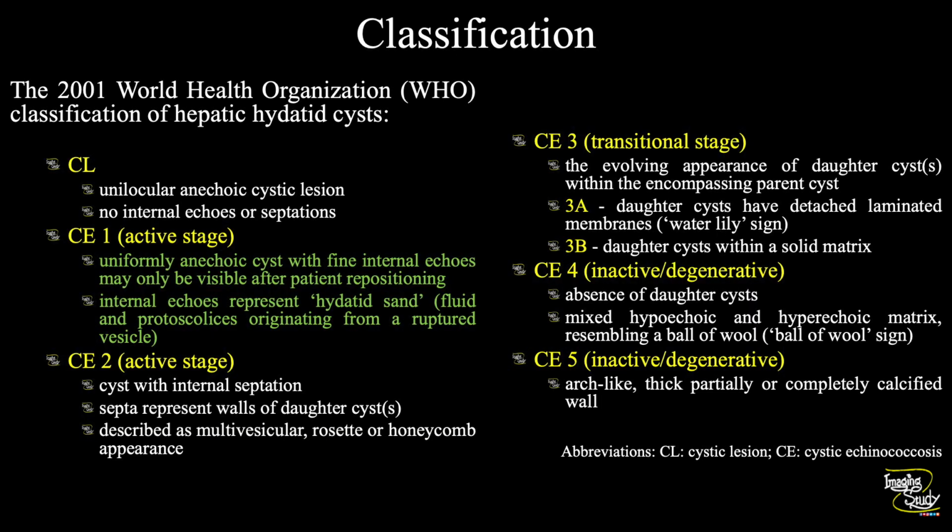Now cystic echinococcosis stage 1, CE1 and CE2, will be the active stages. On CE1, you will get a uniformly anechoic cyst with fine internal echoes, which may only be visible after the patient's posture changes. There will be the presence of hydatid sand.